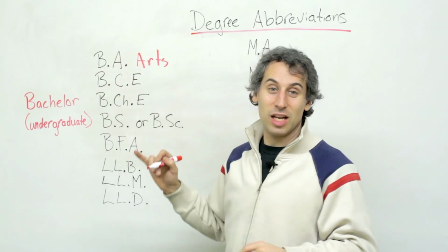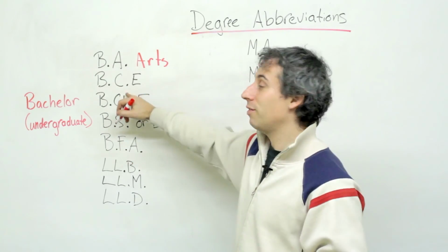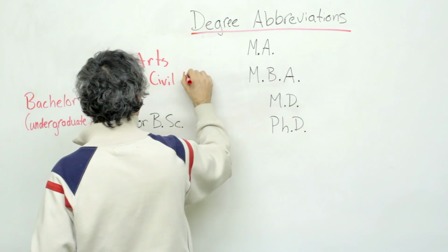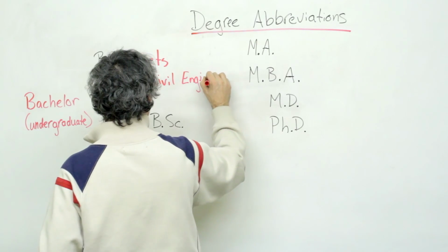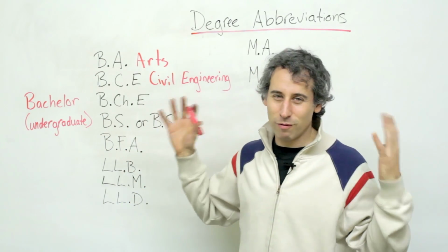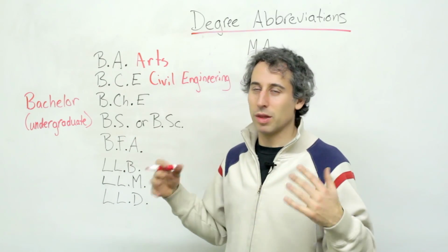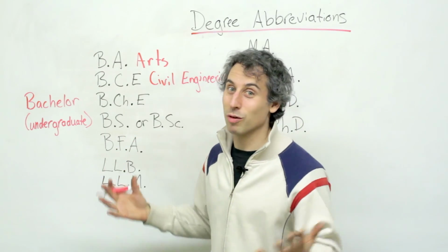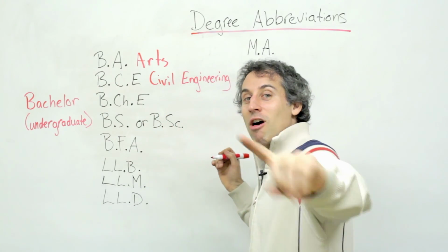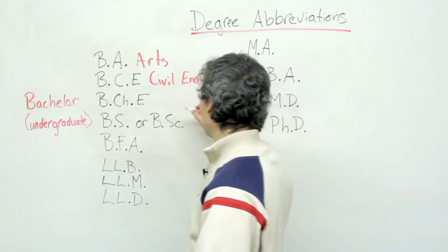The BCE stands for civil engineering. I've just written a few of the main ones, but there are so many I couldn't list all of them, of course. BCHE stands for Bachelor of, that's right, Chemical Engineering.